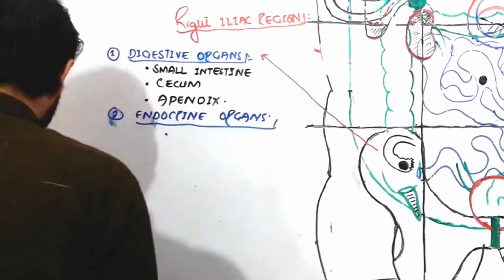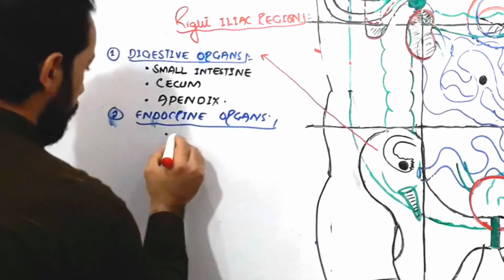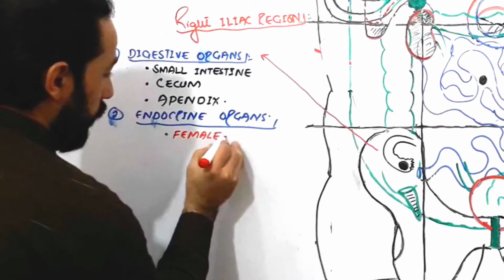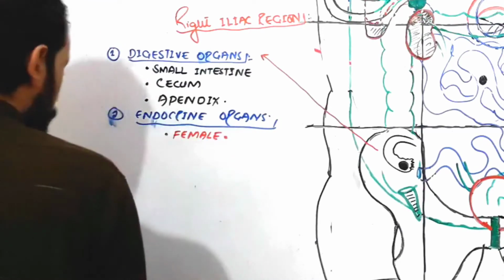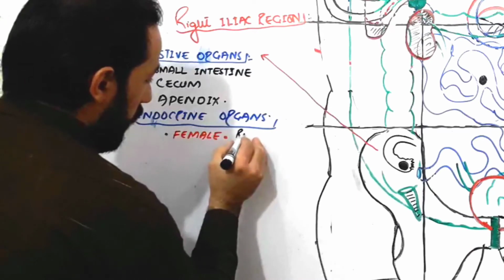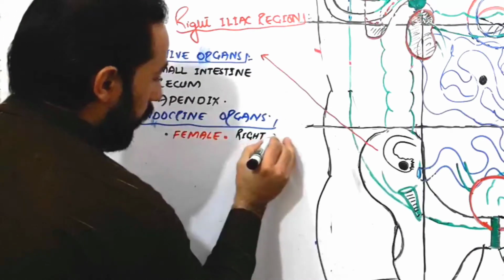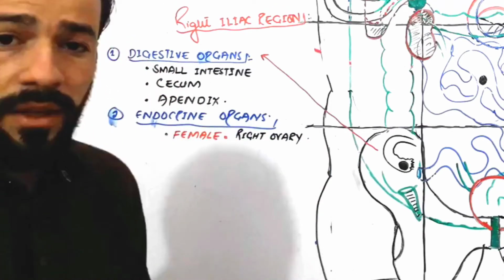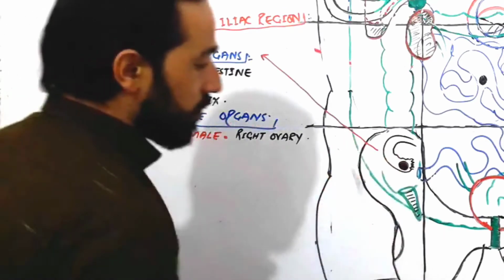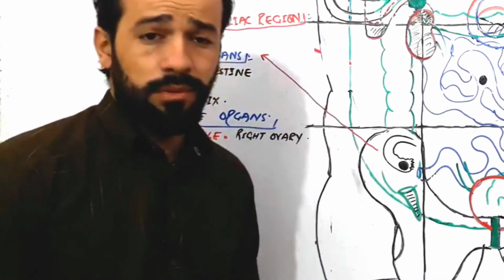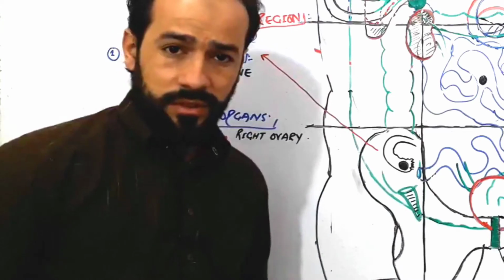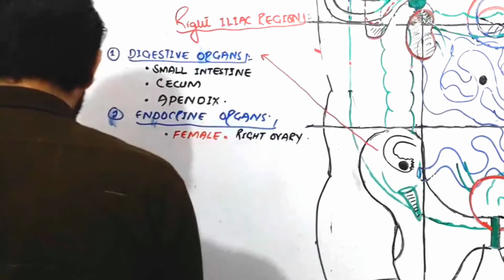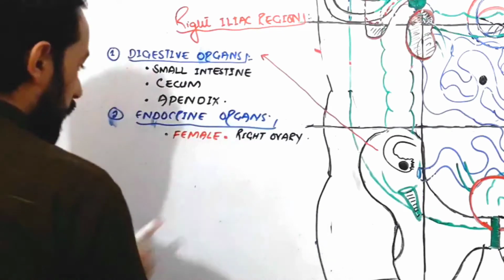So I will write here, in case of female, you have your ovary. Which ovary? Right ovary. The right ovary is found in your right iliac region. Why? Because the ovary plays a very important role in the endocrine activity of the female's body and the female reproductive system, right? So it is an endocrine organ. In case of female there is the ovary, but in case of male there is nothing.